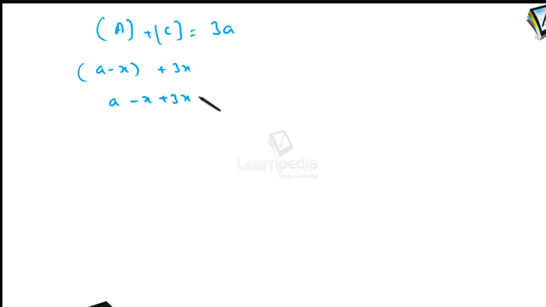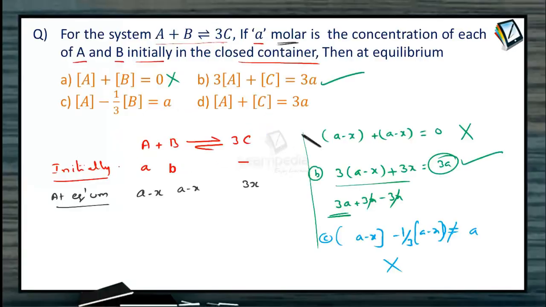Then what about option D? Option D is given as A plus C is equal to 3a. Is it true? What is A we got? A minus X. What is C we got? 3X. What will this be? A minus X plus 3X will become a plus 2X. But what is given? 3a. Therefore, it is wrong. So D is also wrong. Therefore, the answer is B: 3 of A plus C is equal to 3a.